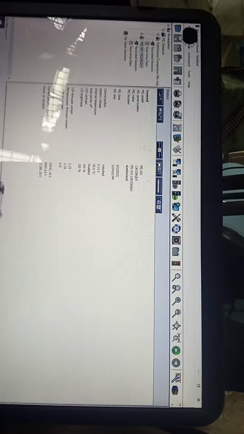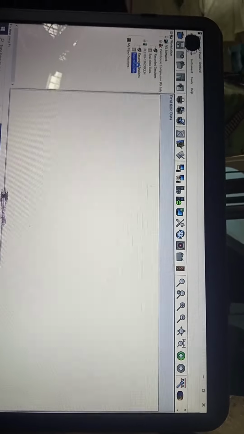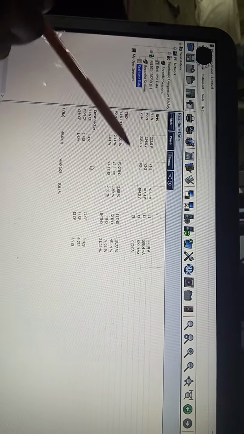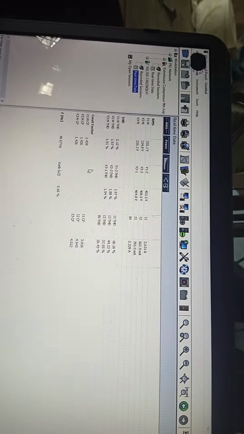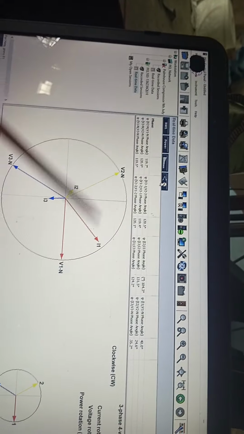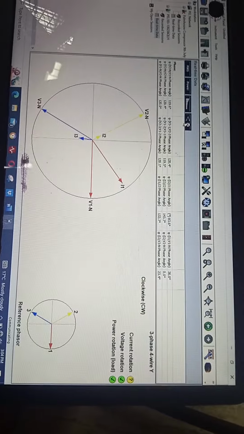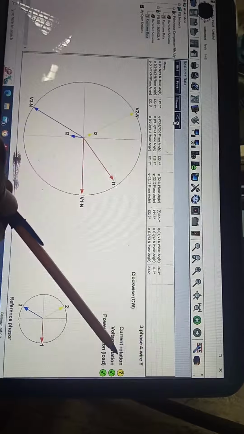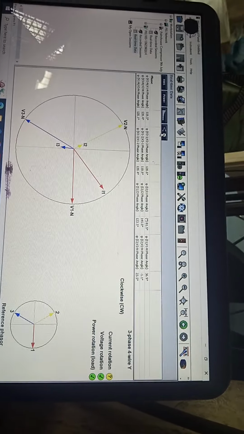If you can check now, we can come to the real-time data where we're able to see the voltage being supplied and the current. Notice that we've gone down because now the machine is off as we are talking. Now we have the phasor diagram, which gives the current rotation, the voltage rotation, and the power rotation, which will be about 120. The current rotation is giving us a question mark because the machine is not running.